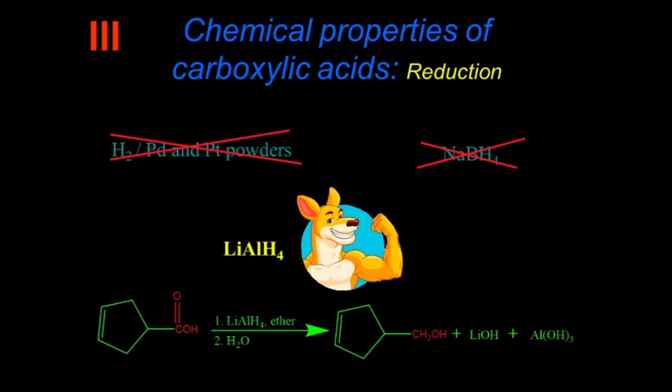For example, this carboxylic acid can be reduced with lithium aluminum hydride. As final product, we will have alcohol and two hydroxides. Pay attention that the double bond, which is present in the acid, will still be present after reduction of the carboxylic group. So this is a selective reduction process, and just the carboxyl group will be reduced by this reagent.